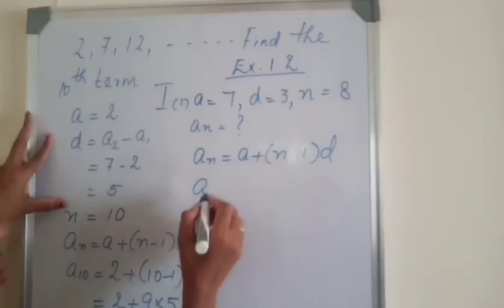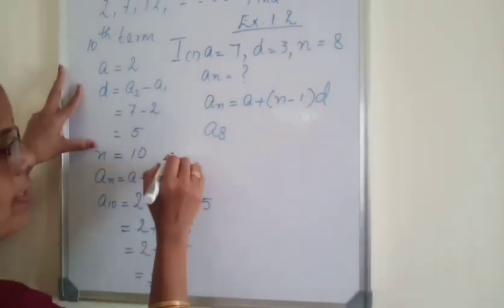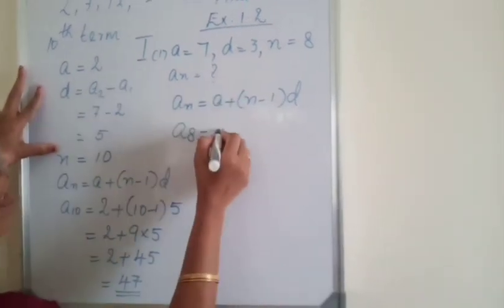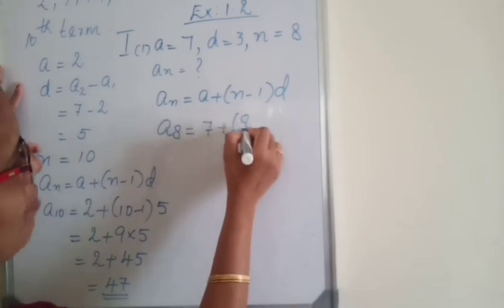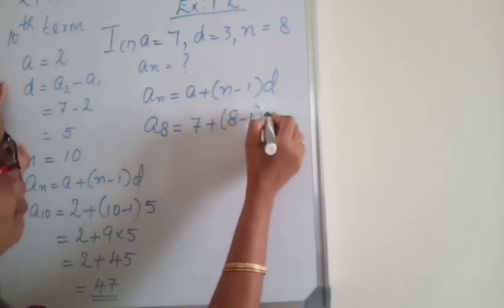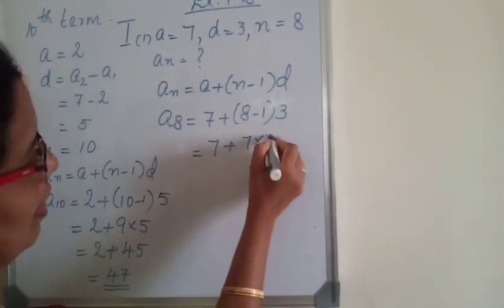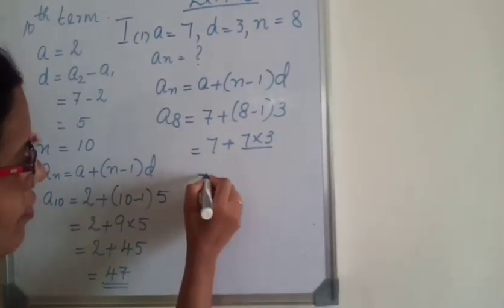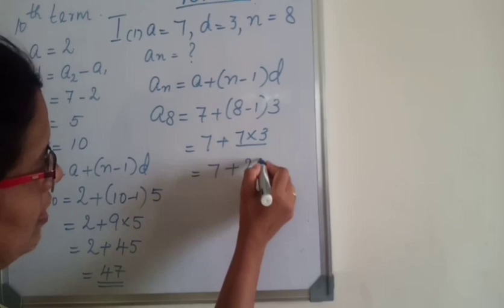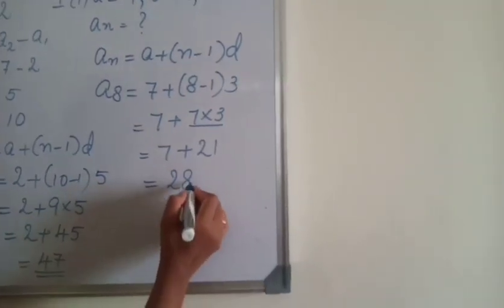We wanted to find out the 8th term. Number of terms is 8. A8. A is 7 plus 8 minus 1 into D, D is 3. Equals 7 plus 7 into 3. First multiply 7 into 3, 21. 7 plus 21, 28.